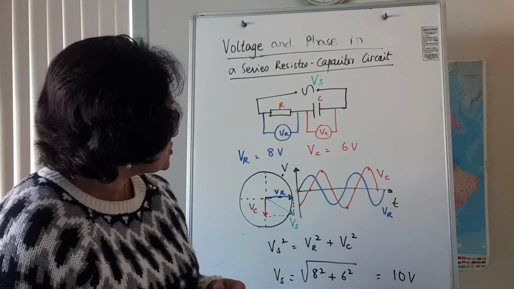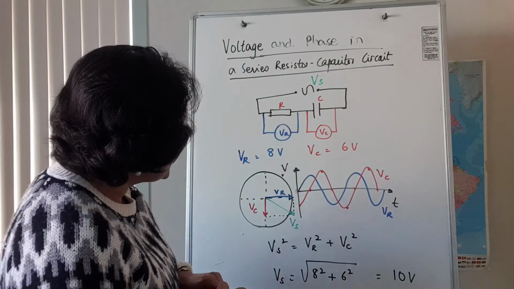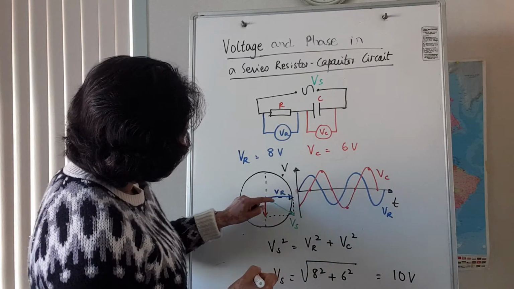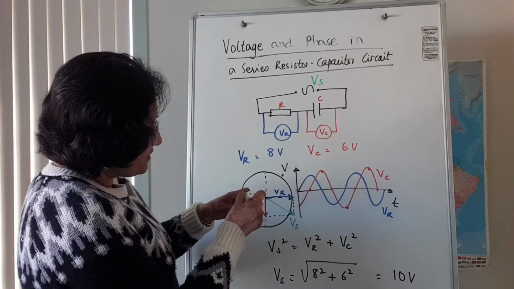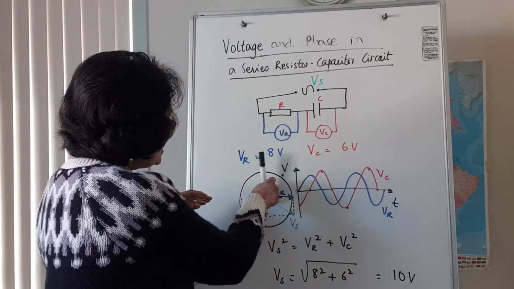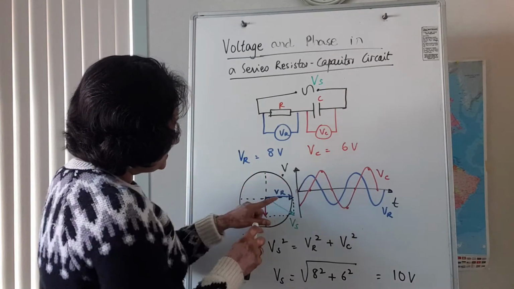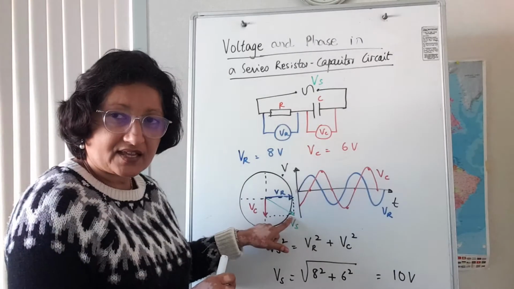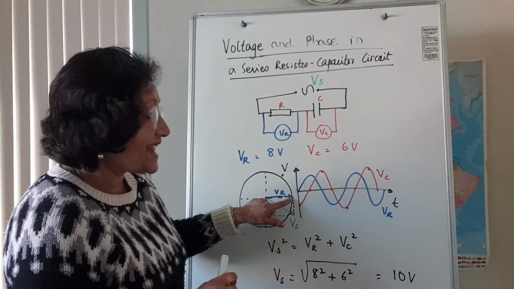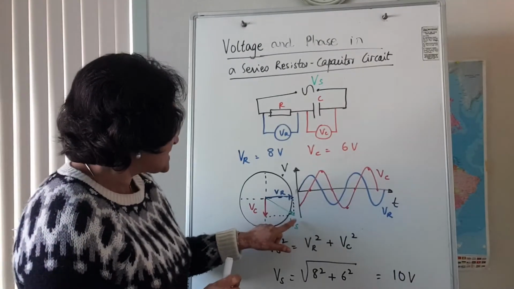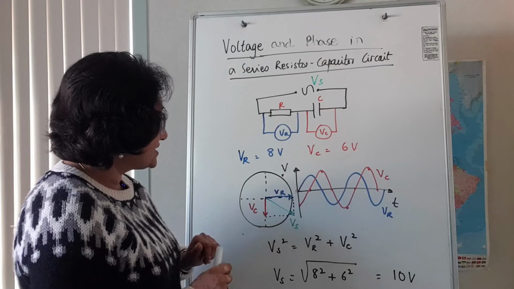The other thing that's useful to know is that because phasors go around anti-clockwise, we say VR leads VS, or VS lags VR, and we can say that VS leads VC.